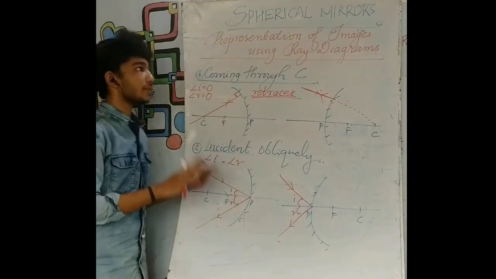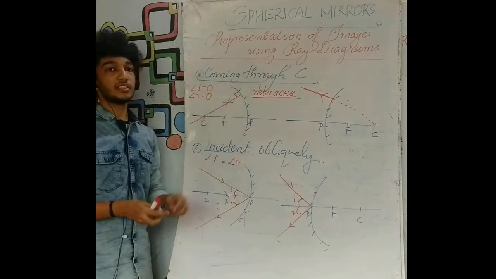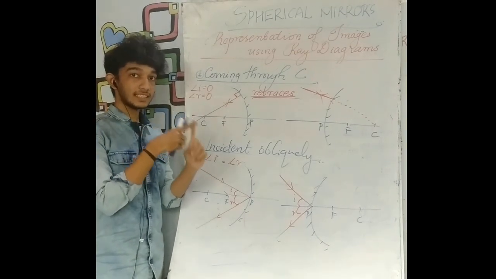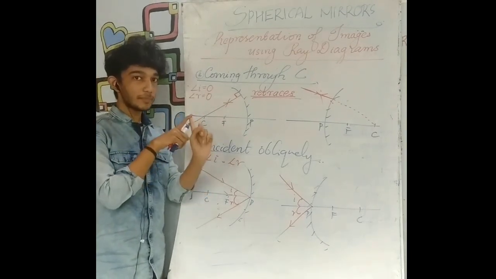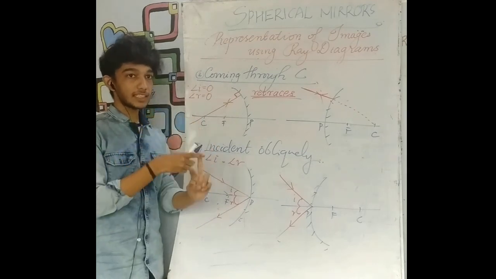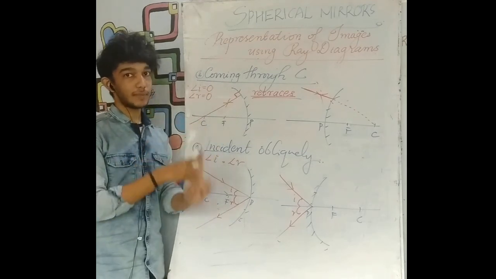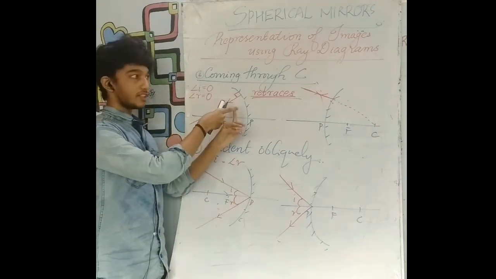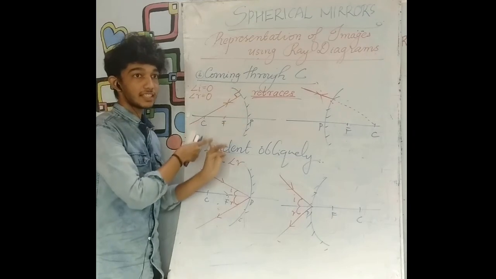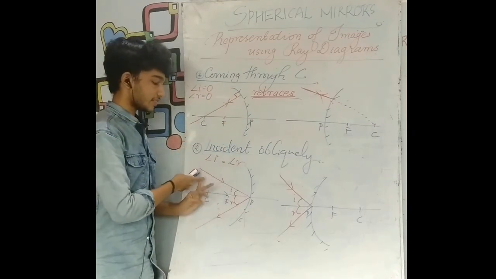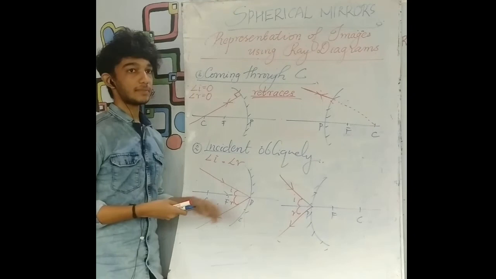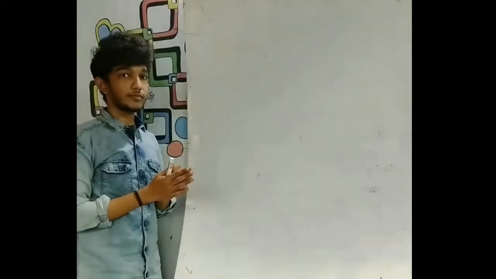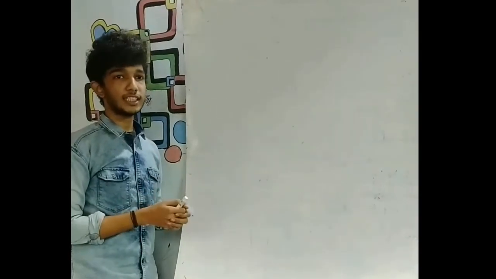These are the four major rules for representation of images using ray diagrams. What are they? When a ray of light is incident parallel to the principal axis, it will pass through the focus. When it is passing through the focus, then after reflection it passes parallel to the principal axis. Third case, when it is passing through the center of curvature, after reflection the reflected ray retraces the path. And the fourth one is when a ray of light is incident obliquely on the principal axis, after reflection the reflected ray passes obliquely. So this is all about today's class.